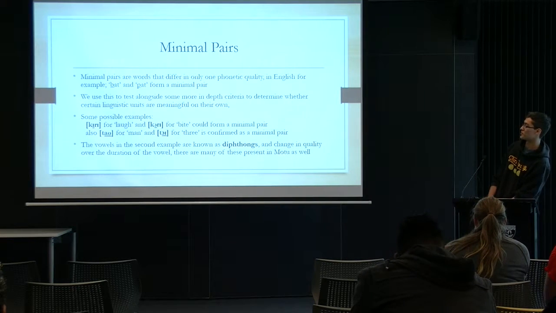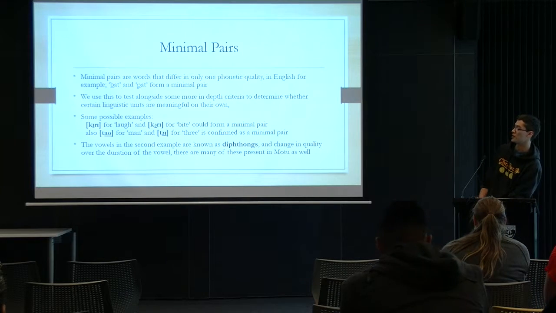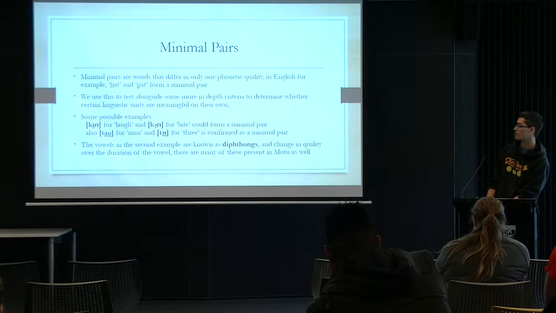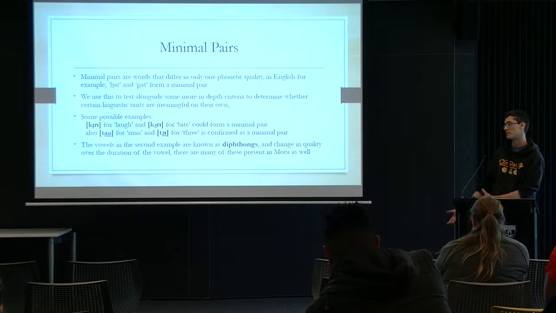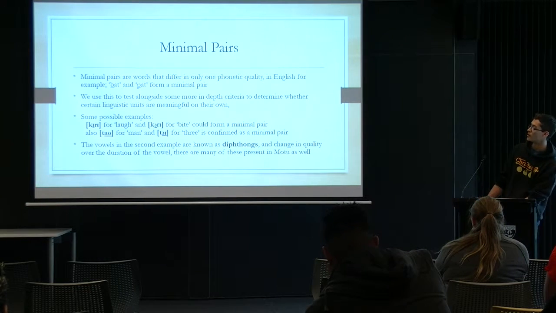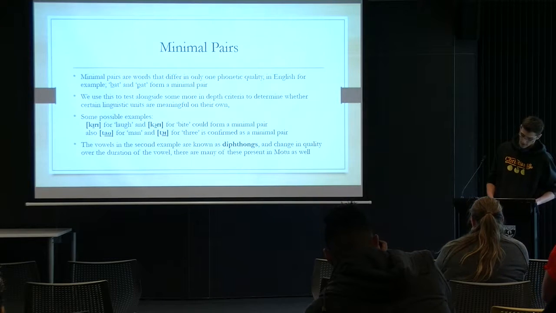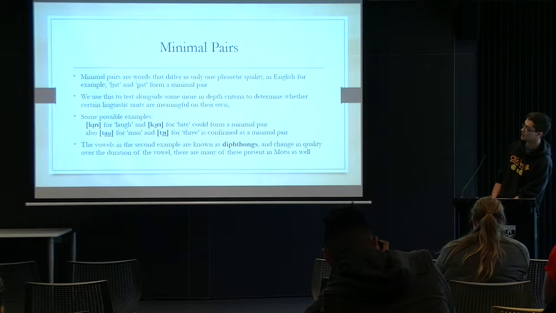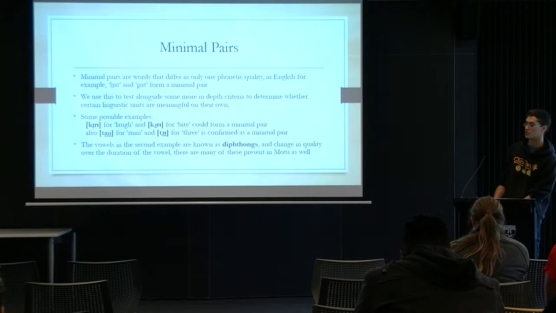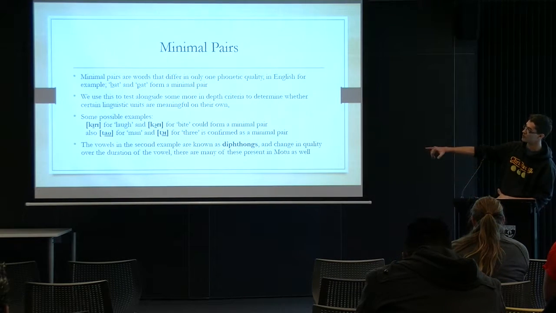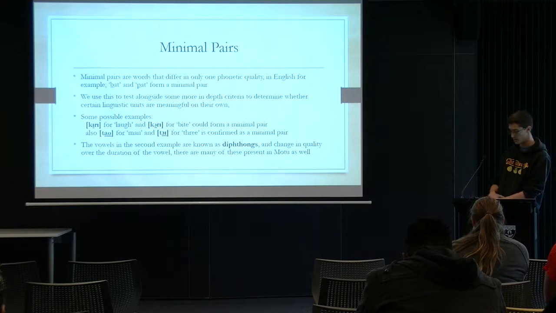Some possible examples in Motu that we looked at were kiri for laugh and kori for bite, which could form a minimal pair, but we haven't quite determined yet. And also tau for man and toi for three has been confirmed as a minimal pair, and that includes diphthongs. The vowels in the second example there are known as diphthongs because they change in quality over the duration of the vowel. So for that first one, tau, it goes from an A to a U sound.